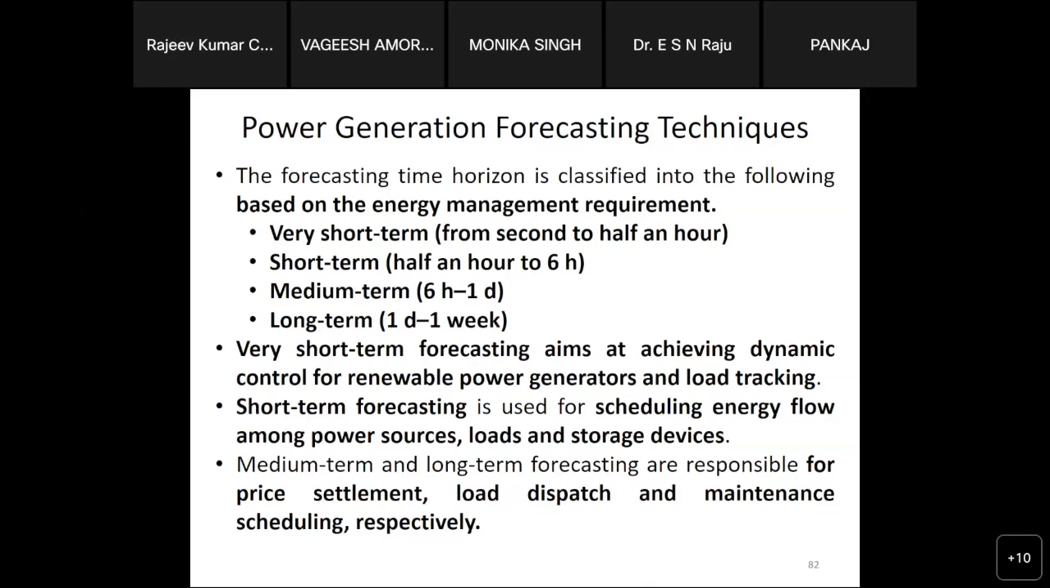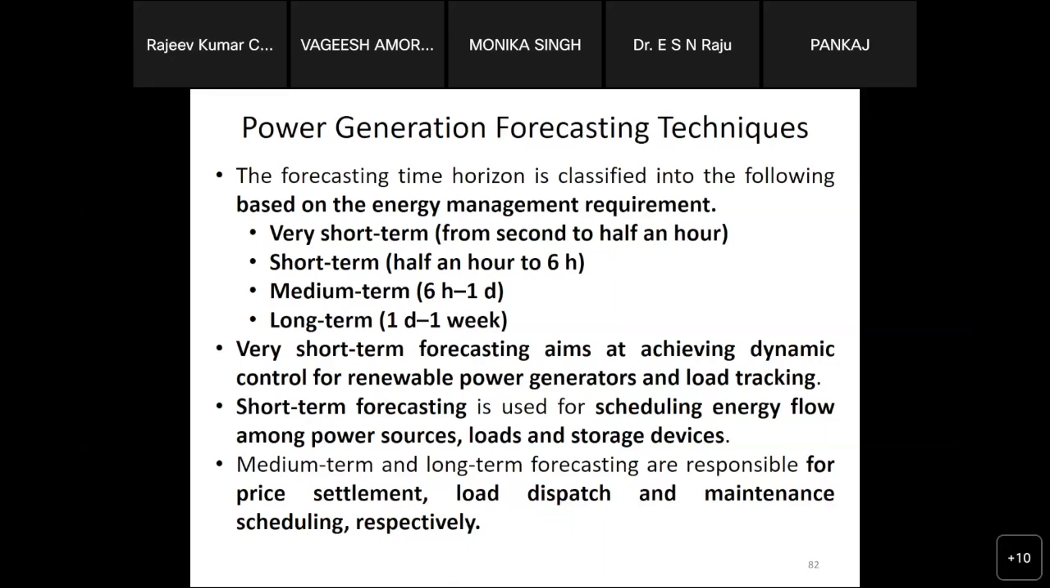All of these energy management types, based on the different time frames, are utilized for different applications. Very short-term forecasting mainly aims at achieving dynamic control for the renewable power generators as well as load tracking. Short-term forecasting is mainly used for scheduling the energy flow among the power resources, loads and storage devices. And medium-term and long-term forecasting are mainly for price settlement, load dispatch as well as midnight scheduling.